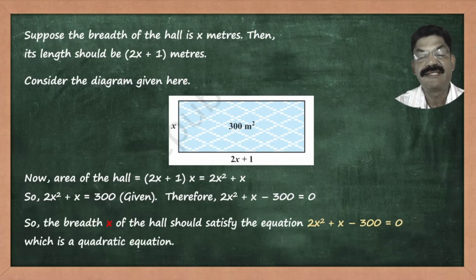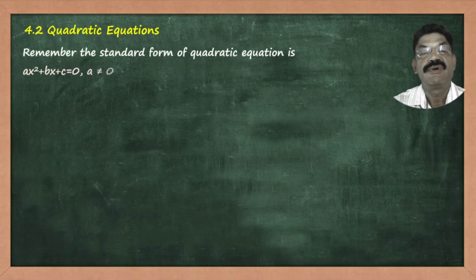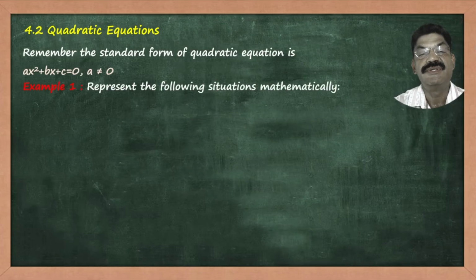Here x represents the breadth of the hall, and the corresponding problem is converted to a quadratic equation, 2x squared plus x minus 300 is equal to 0. If we solve this quadratic equation, we will get the required breadth and length. Okay. So the general form of a quadratic equation, you remember, ax squared plus bx plus c equal to 0. Here a not equal to 0.